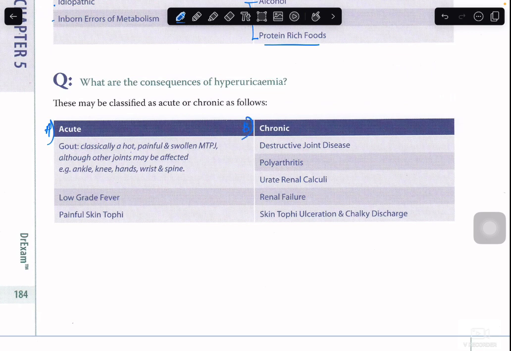So acute can be gout that presents the classical picture of a hot, painful and swollen metatarsophalangeal joint, although other joints may be affected, for example the ankle, knee, hand, wrist and spine. Along with that, low grade fever, painful skin tophi.